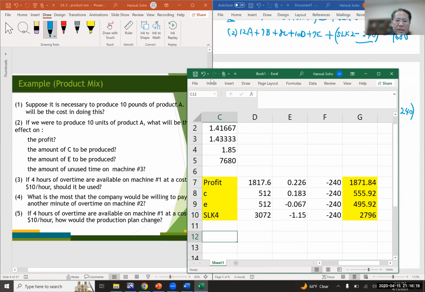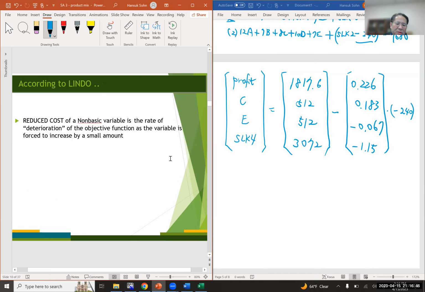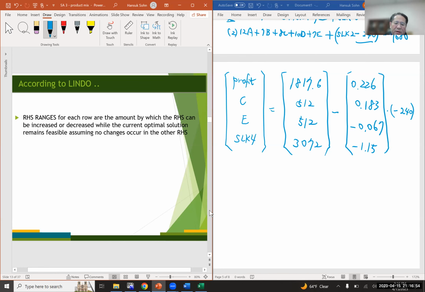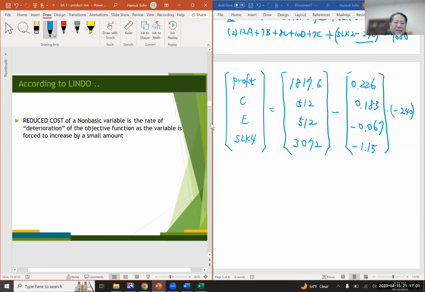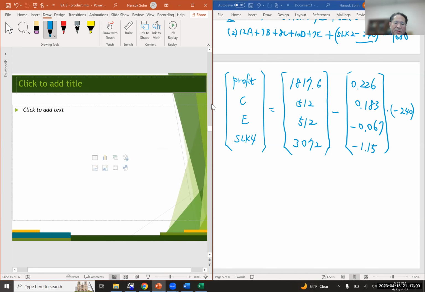Okay, so these are all for today. And next time, I'm going to give you another example problem. Just like we did for today, we're going to start formulating the problem and then analyze the data, the result output, and then answer a series of questions related to the sensitivity analysis. And again, we are going to use all of this information: reduced cost, dual price, the allowable ranges for objective function coefficient and right-hand side values, the substitution rates, okay? So please keep this information handy because we are going to be coming back to all of this over and over, okay?